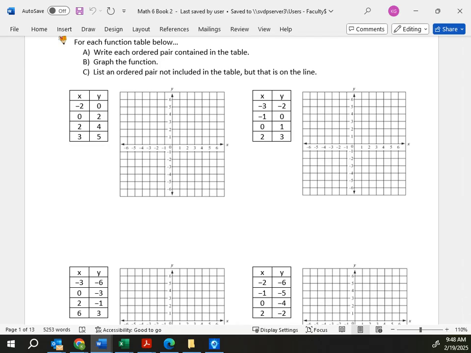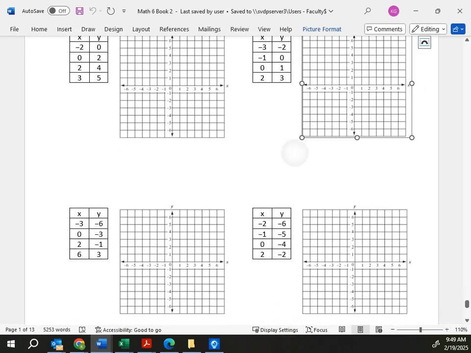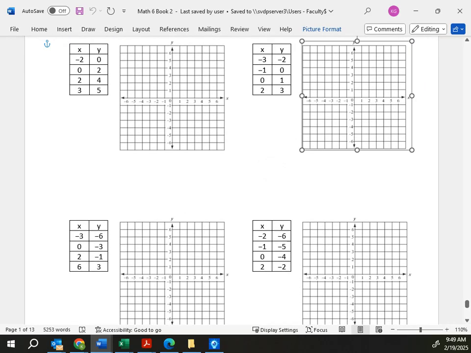The first is A, write each ordered pair contained in the table. Then B, we're going to graph the function. And C, we're going to list an ordered pair not included in the table, but that is on the line. So we're going to see how we're going to do that part. So let's look at our first function table.